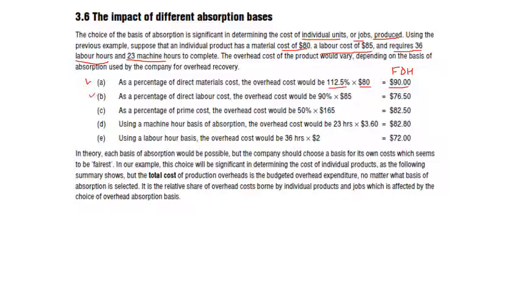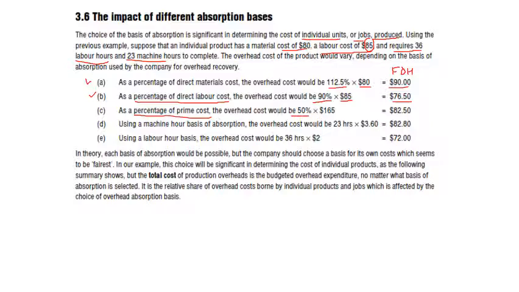In the second, as a percentage of direct labor cost, we calculated 90% as the basis of our FH. The direct labor cost was 85, as provided here. So $85 multiplied by 90%, and FH is $76.5, not percent.